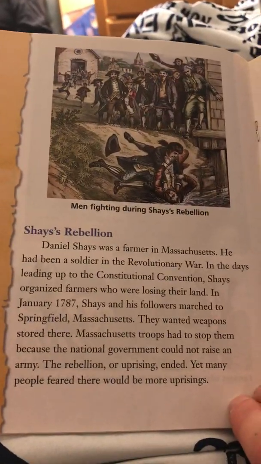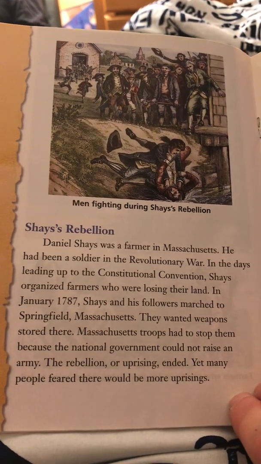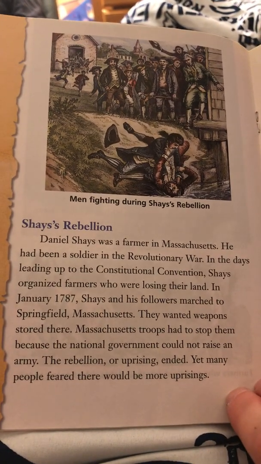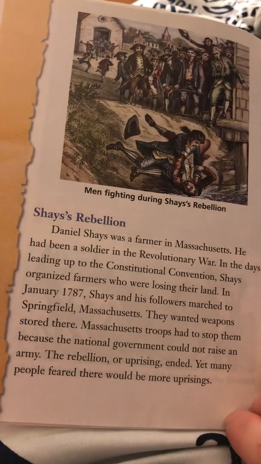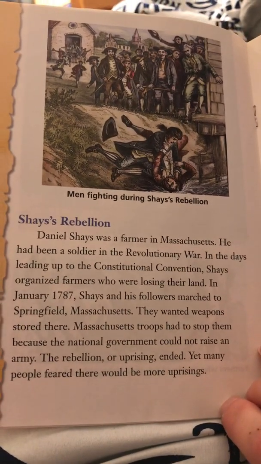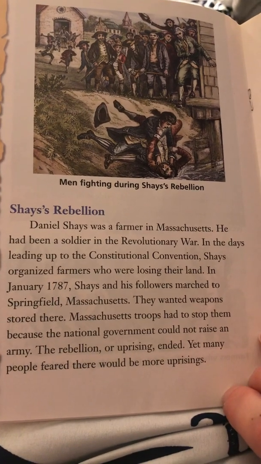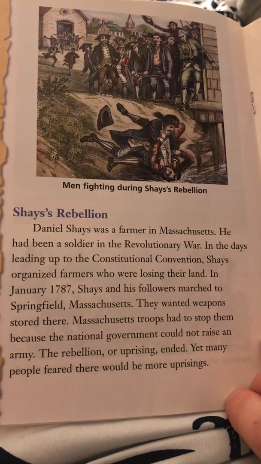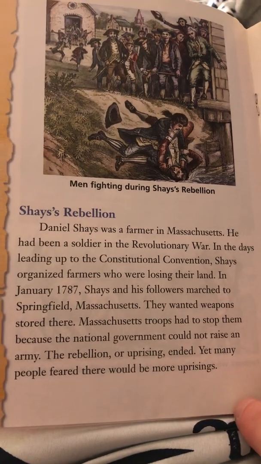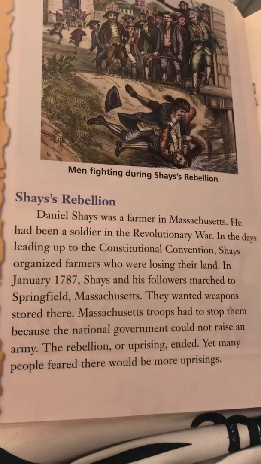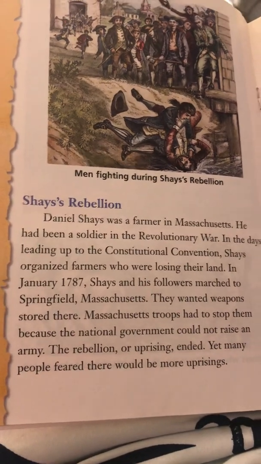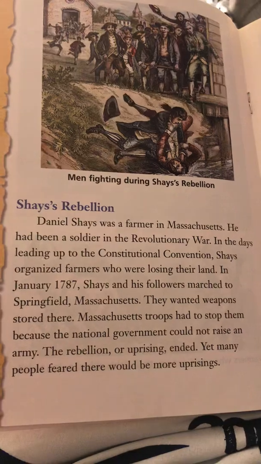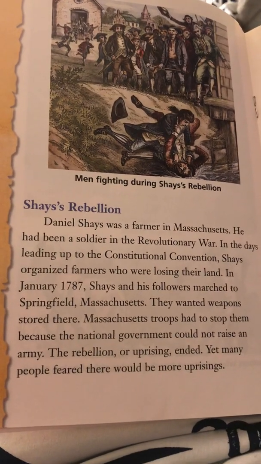Shays Rebellion. Daniel Shays was a farmer in Massachusetts. He had been a soldier in the Revolutionary War. In the days leading up to the Constitutional Convention, Shays organized farmers who were losing their land. In January 1787, Shays and his followers marched to Springfield, Massachusetts. They wanted weapons stored there. Massachusetts troops had to stop them because the national government could not raise an army.